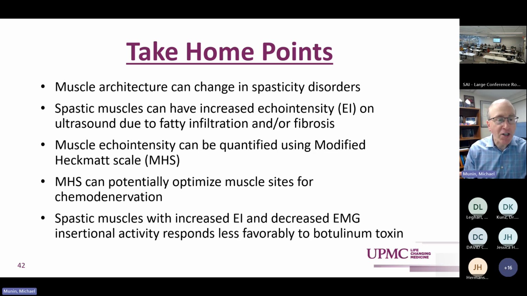I've shown you that muscle architecture can change in spasticity disorders. Spastic muscles can have an increased echo intensity on ultrasound due to fatty infiltration and/or fibrosis. Muscle echo intensity can be quantified using the modified Heckmatt scale. The MHS can potentially optimize muscle sites for chemodenervation. And spastic muscles with increased echo intensity and decreased insertion activity are likely going to respond less favorably to botulinum toxin. So you can use this information clinically in real time to optimize your outcome with these patients.